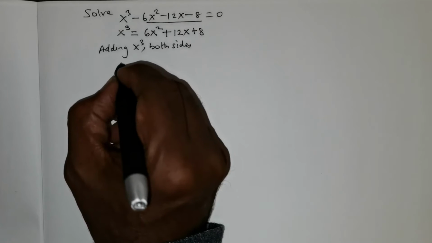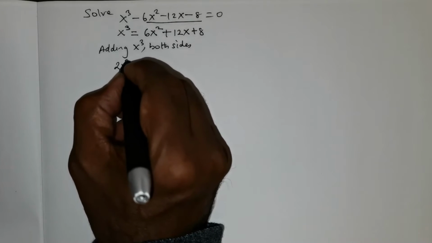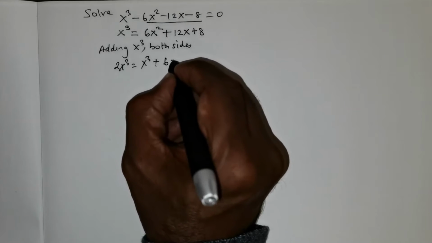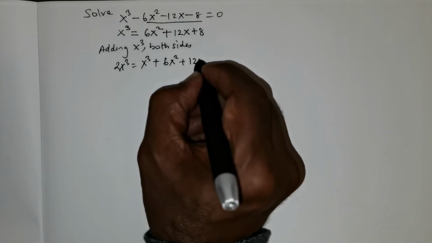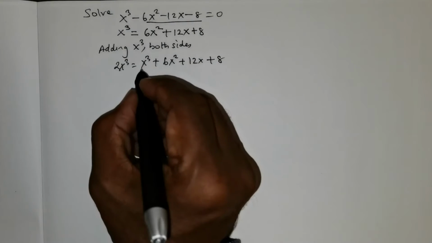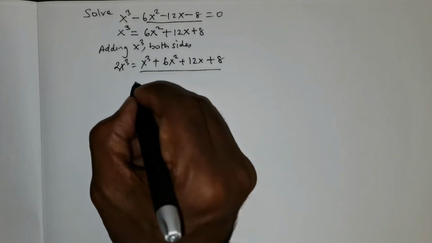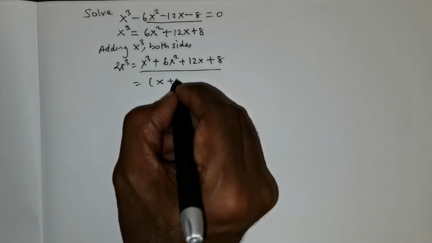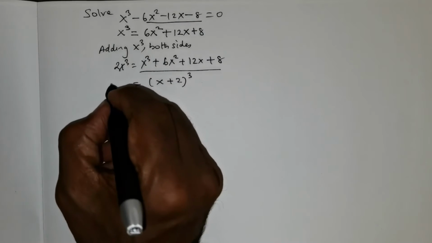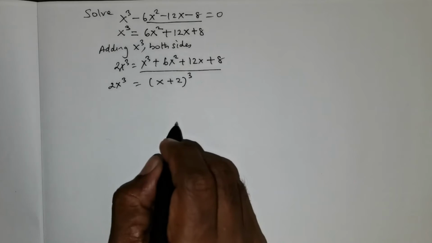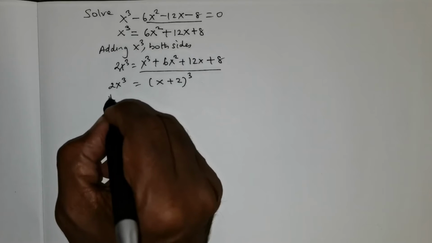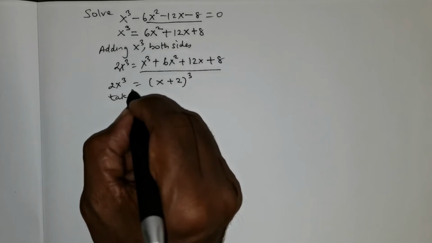So when I do that, I would be getting 2x cubed equal to x cubed positive 6x squared positive 12x positive 8. Now this is actually (x positive 2) raised to the power 3. On the left, we got 2x cubed. Now what I'm going to do is take the cube root on both sides.